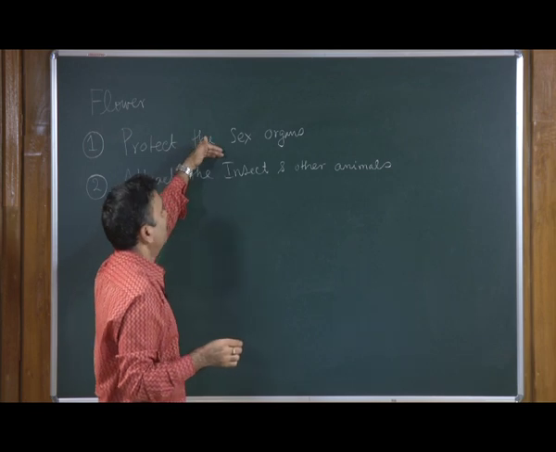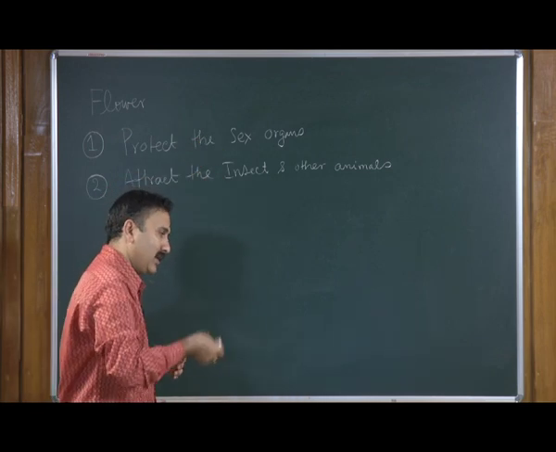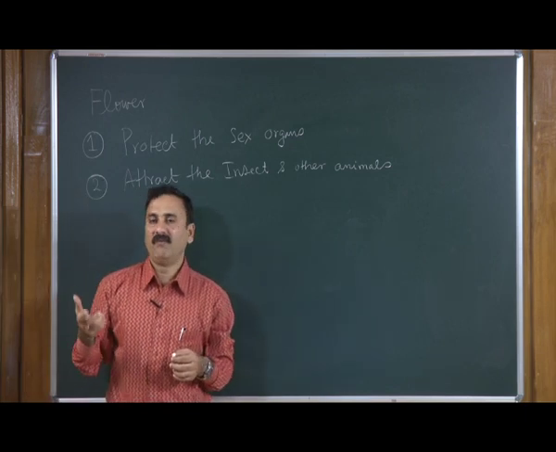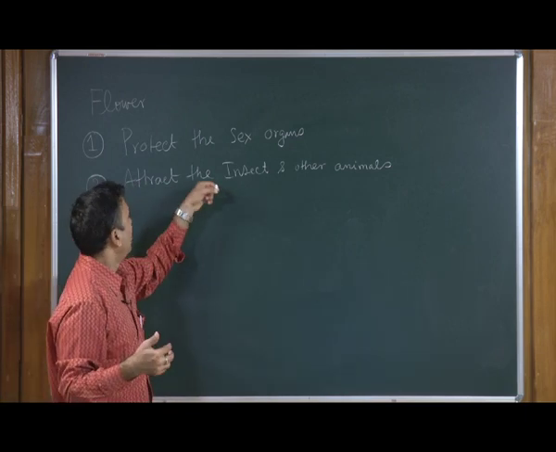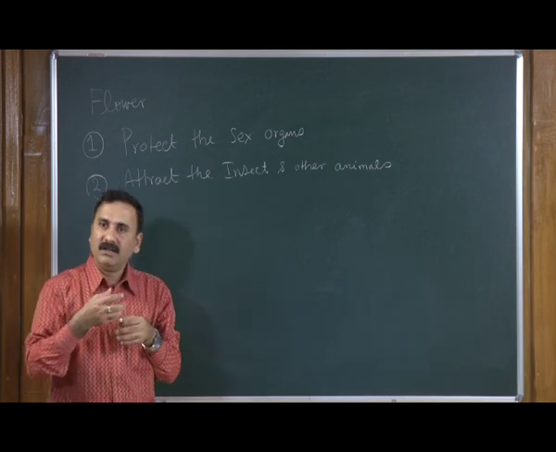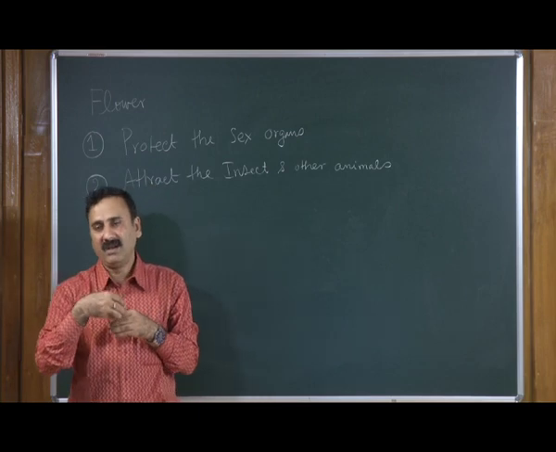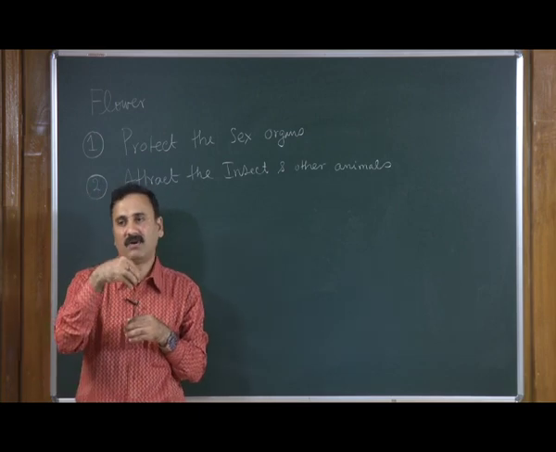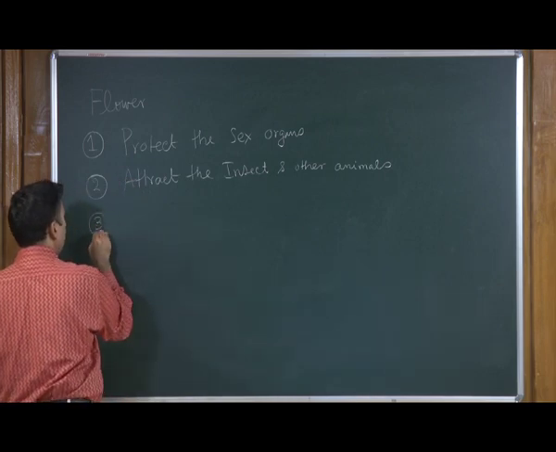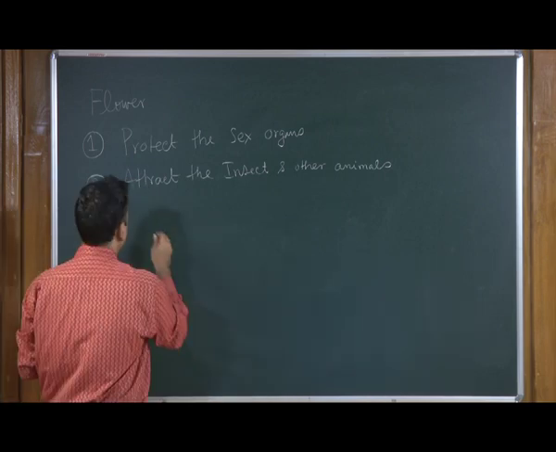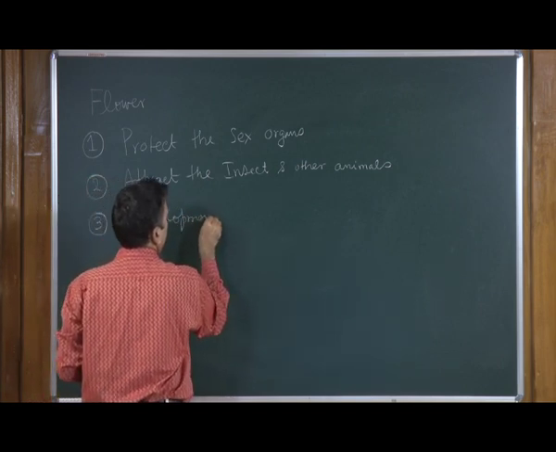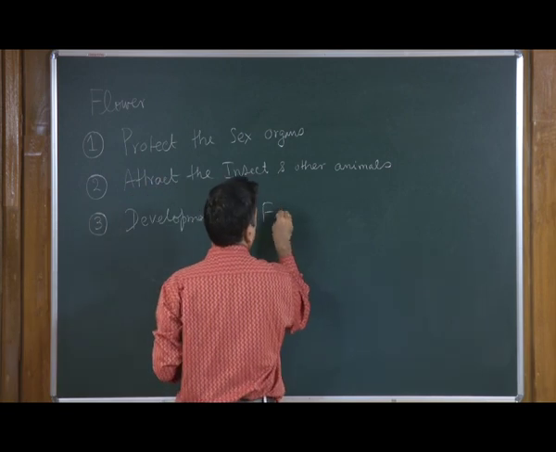One, it is protecting the sex organs, so there is more efficiency of the sex organs to produce the respective male or female gametes. On the other hand, since it attracts the insects and other animals, the travel of these male gametes or female gametes from one flower to another flower is also very high. Number three, it allows the development of fruits.